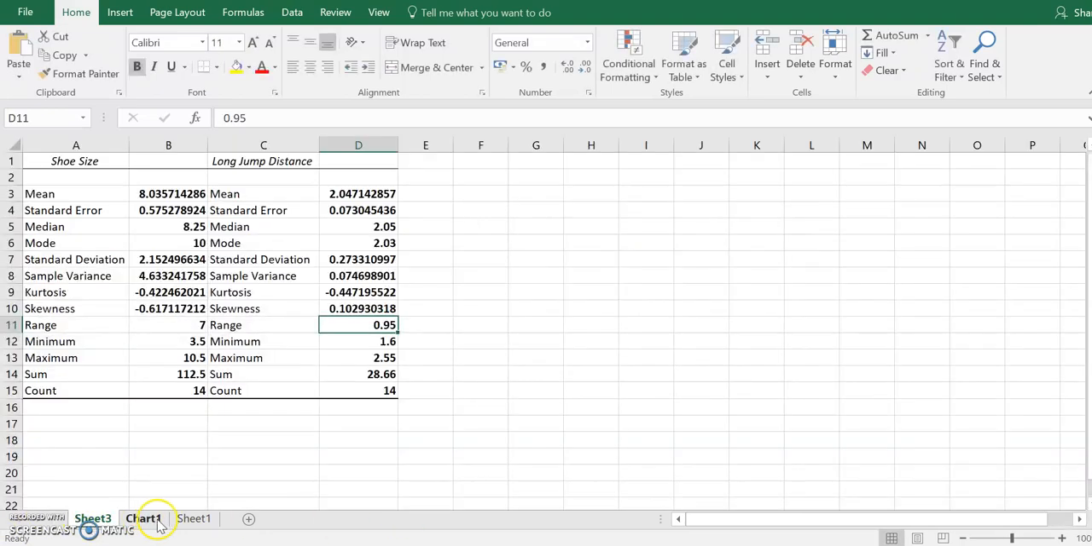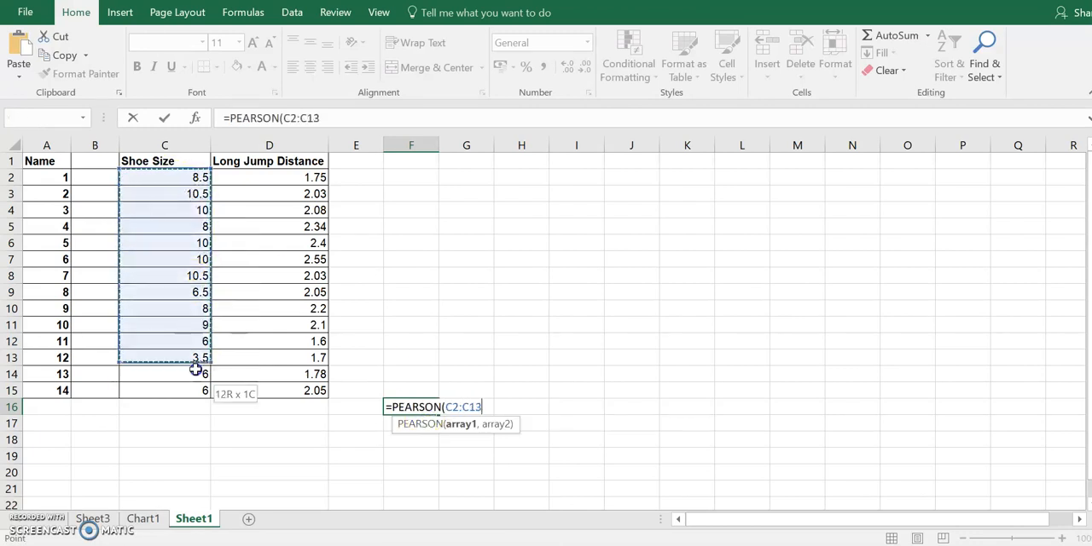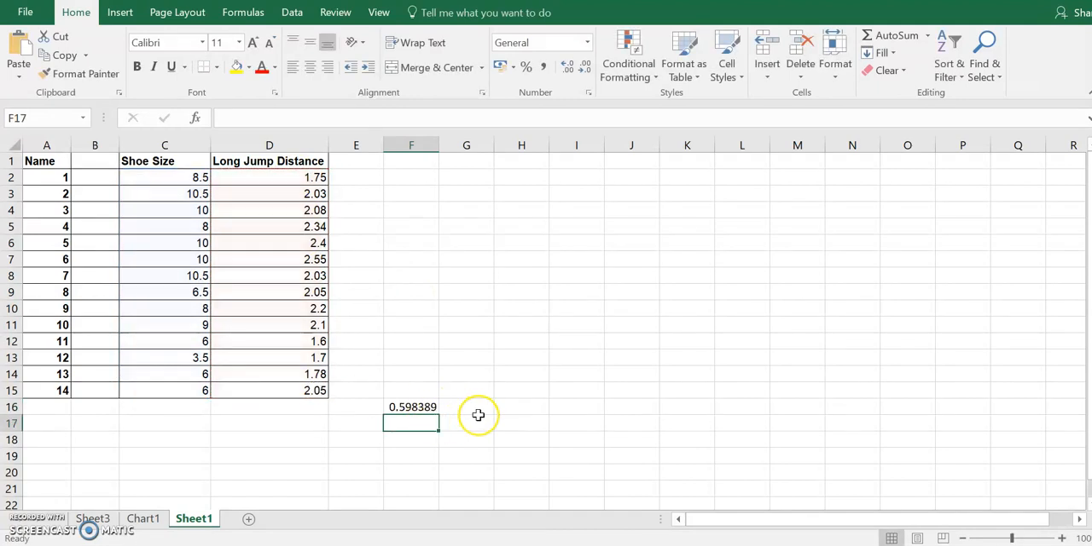So going back to our first sheet of data here, we're going to then calculate the number for the Pearson test to see if it was down to chance or if there's a significant relation. So we're going to put equals and start writing Pearson, and then we're going to highlight this part here, and then put a comma into it, and then highlight the long jump. And then we're going to close the bracket and press enter. So this is our number.